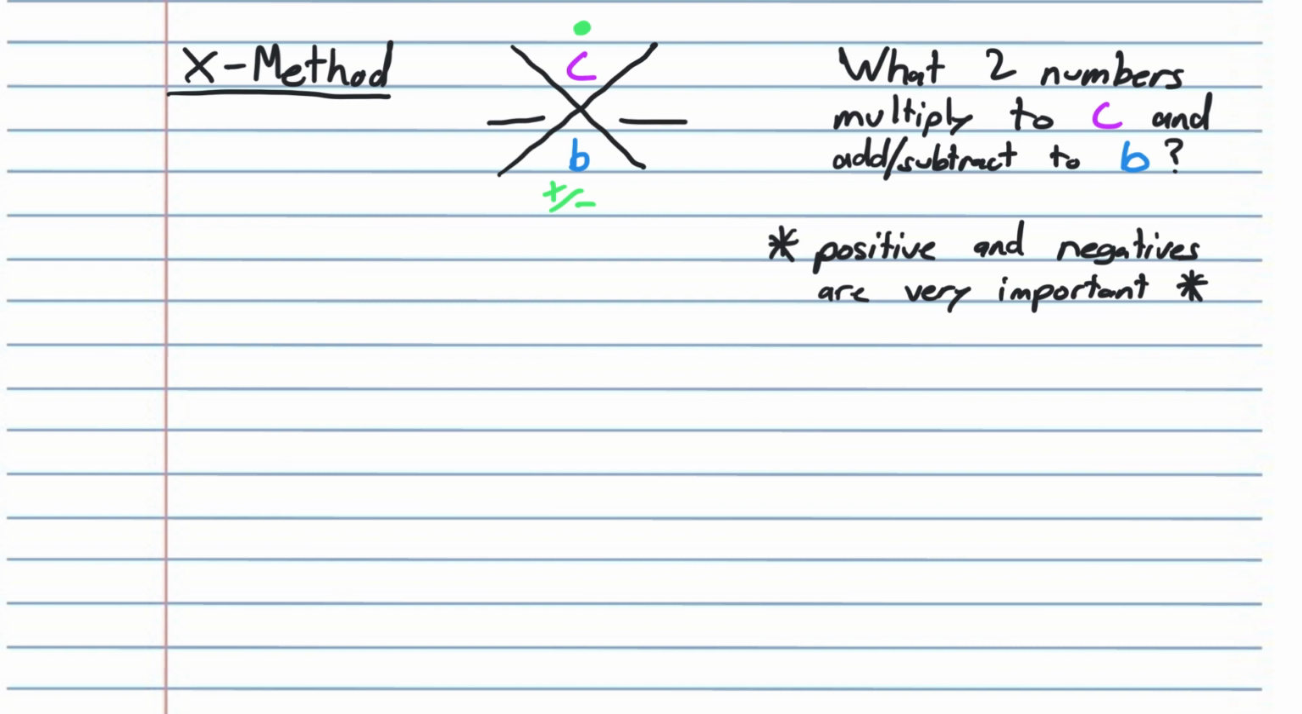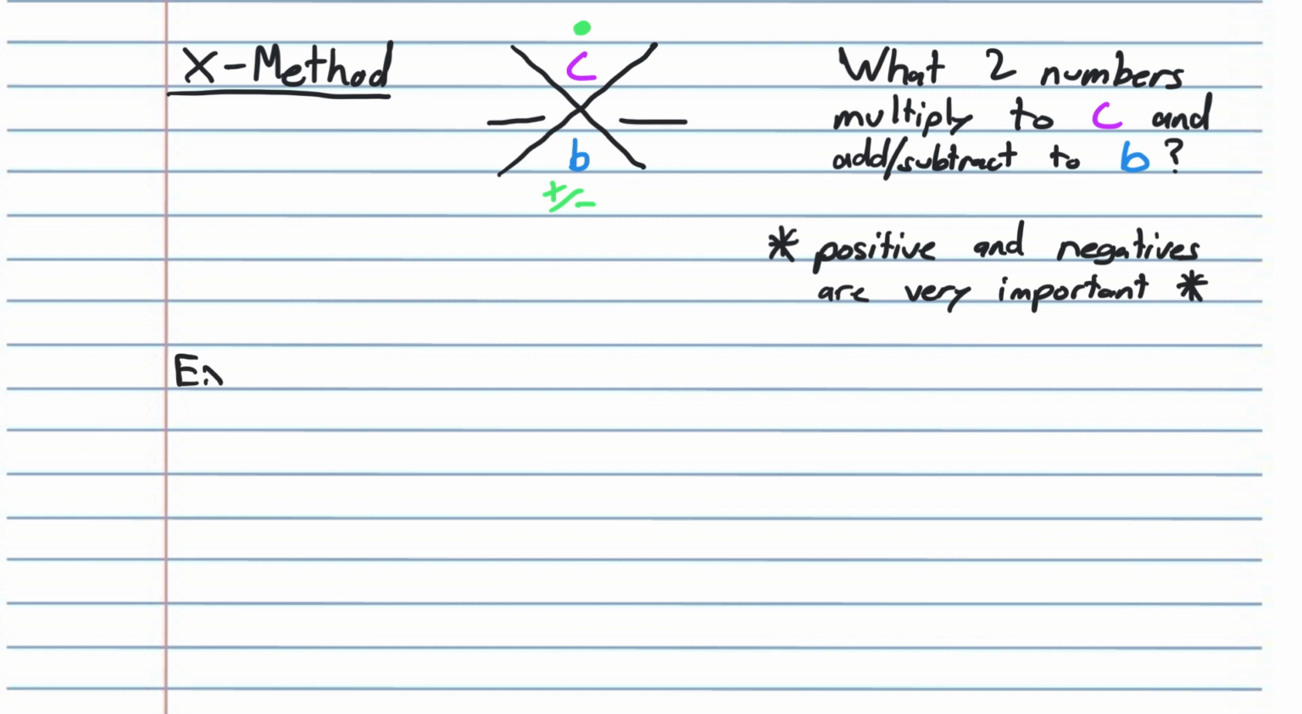Okay? Because sometimes if you mess up one of the positives and negatives, your numbers aren't going to work. Remember, both the two numbers have to multiply to C, and at the same time, they have to add or subtract to B, which means those positive negatives are going to play an important role here. Okay. Now you're probably looking at this and you're still not sure quite how to do it. So let's look at an example, and I'll show you exactly how this kind of works.